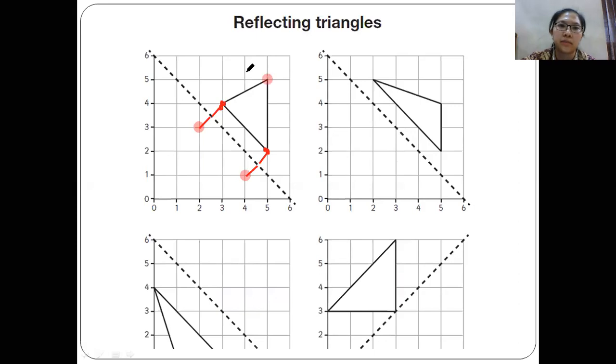And let's see this point. It is two diagonal lines away from this mirror line. So when you reflect this, it is also two diagonal lines away, so it's reflected here. Now we draw a line to connect them. So this is the refraction. I will erase so you can see here.